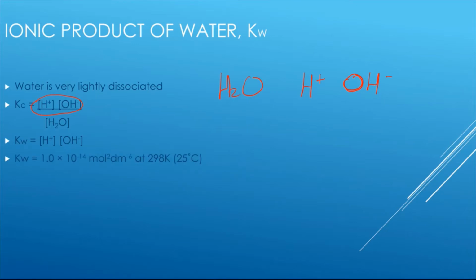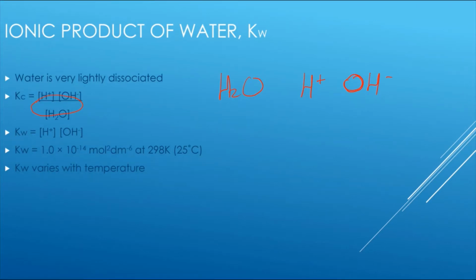The Kw at room temperature, which is 298 kelvins or 25 degrees, is 1 times 10 to the power of minus 14 moles squared per decimeter to the power of minus 6. And you need to know that Kw, like Kc, varies with temperature.